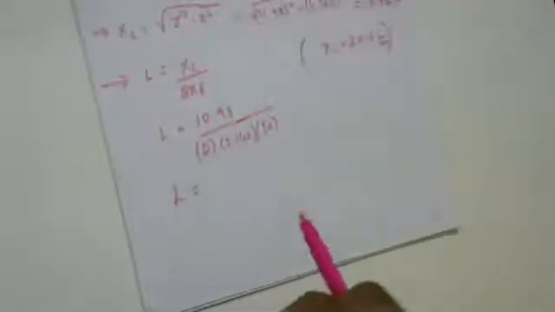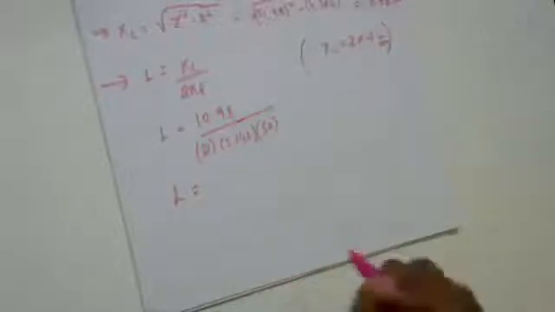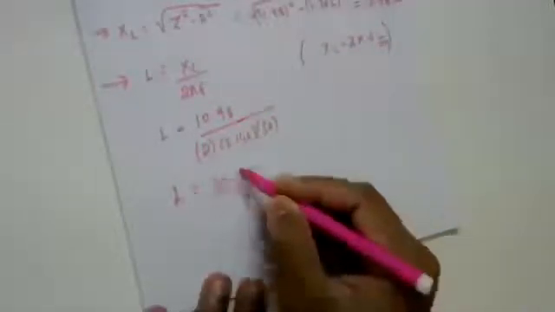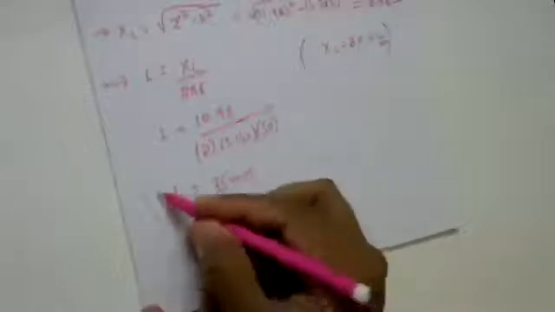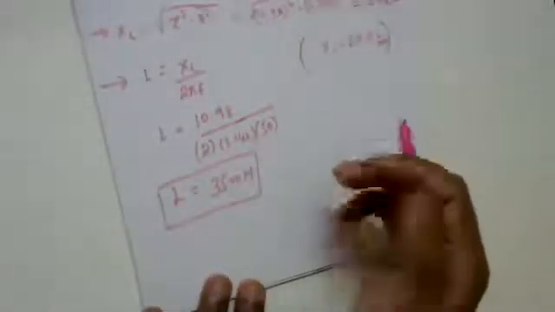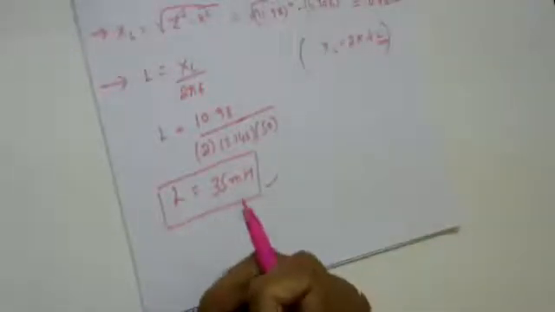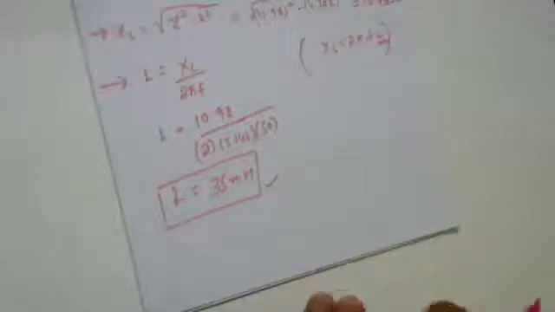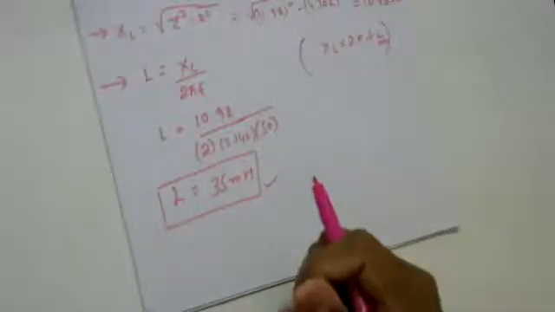Then what's the value of L? So 0.035 Henry. It should be written in standard form, so I should write this as 35 milli Henry. 35 milli Henry. Clear? Okay. Any doubts in this numerical?